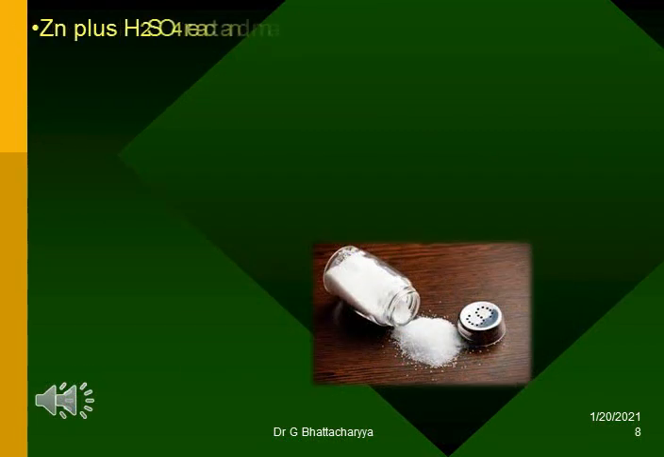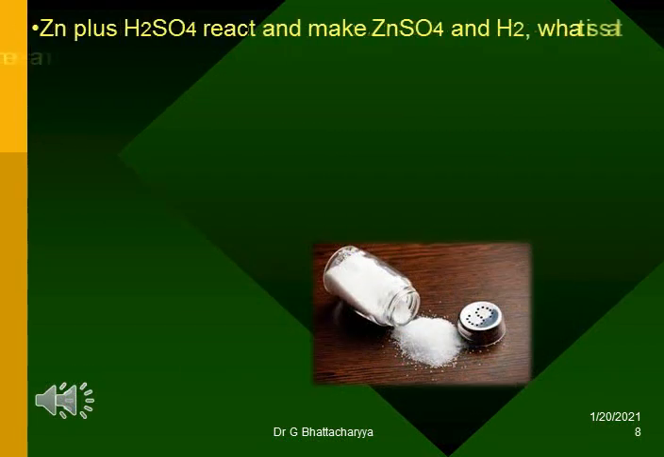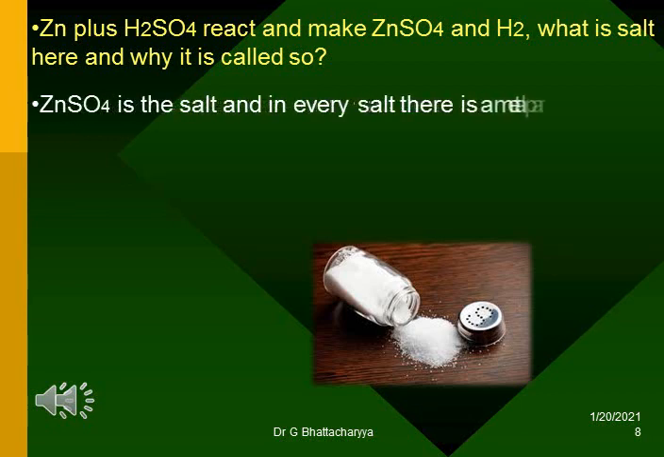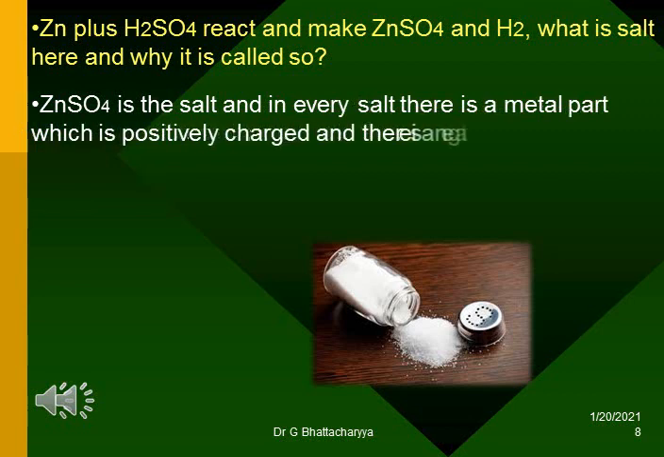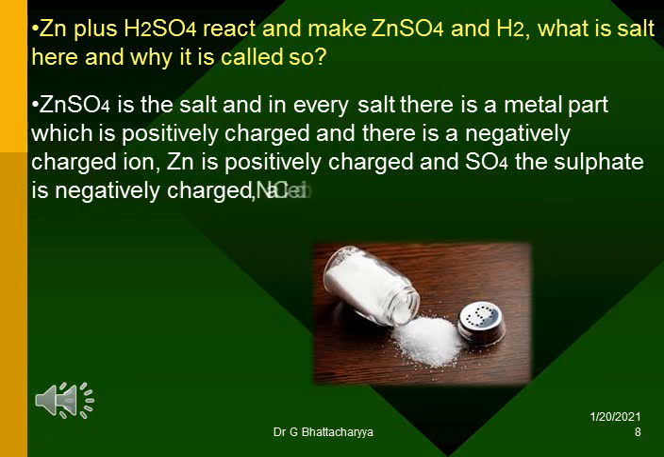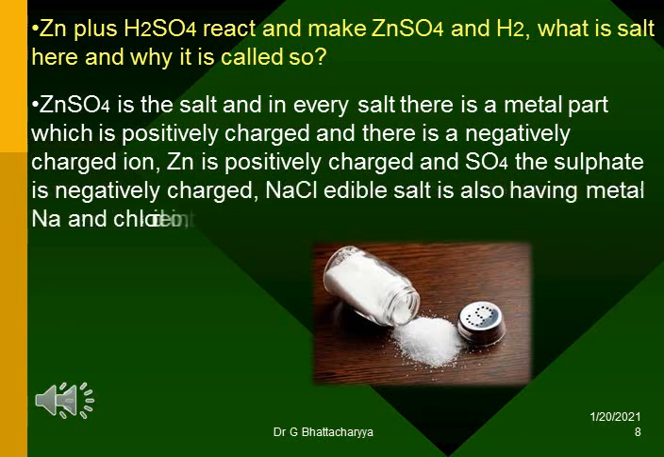Zn plus H2SO4 react and make ZnSO4 and H2. What is the salt here and why is it called so? ZnSO4 is the salt, and in every salt there is a metal part which is positively charged and a negatively charged ion. Zn is positively charged and SO4, the sulfate, is negatively charged. NaCl, the edible salt, also has the metal Na, sodium, and the chloride ion. The bond is an extremely strong ionic bond.